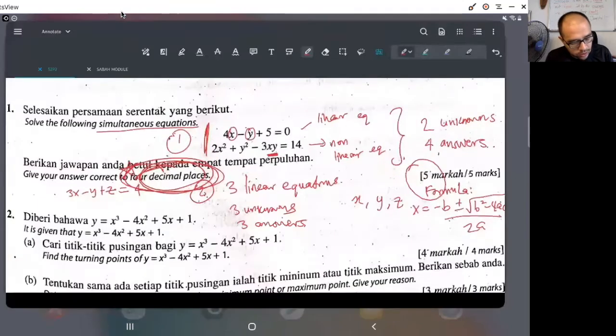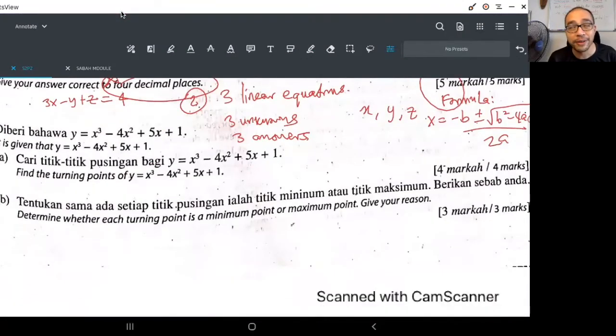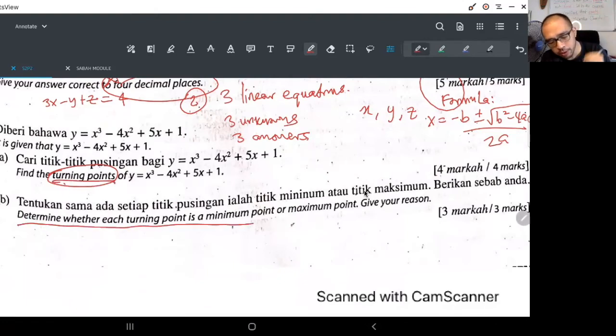All right, let's go to the next question. Half an hour, baru satu soalan. Given this one, find the turning points. The word turning points should be a very, very big clue for you. Turning points only appear in one chapter, which is Form 5, Chapter 2, Differentiation. When you see the word turning points, you need to know that it's definitely differentiation. Find the turning points and determine whether each turning point is a minimum or maximum turning point.